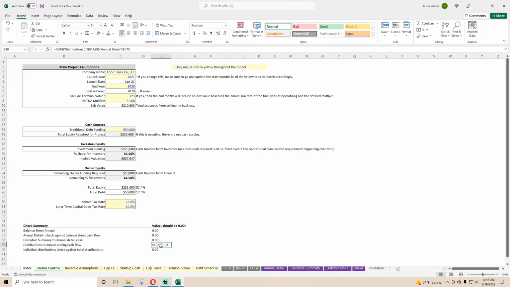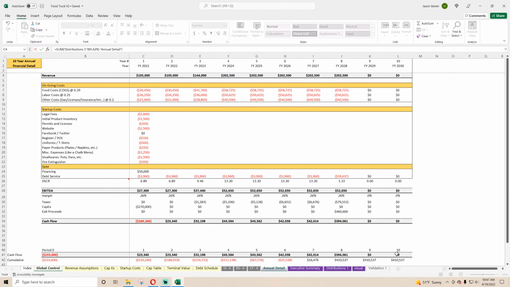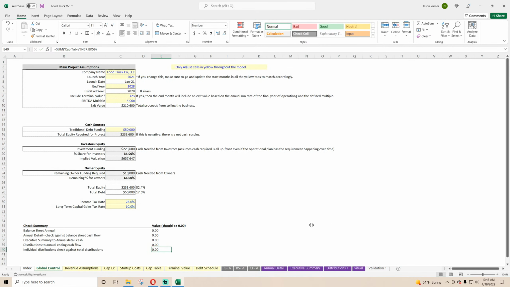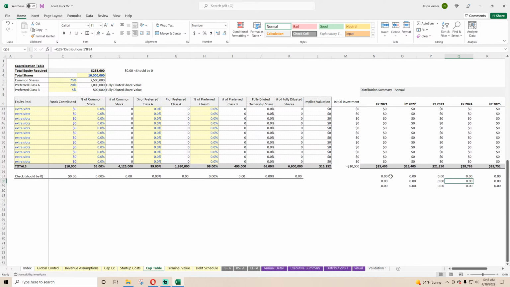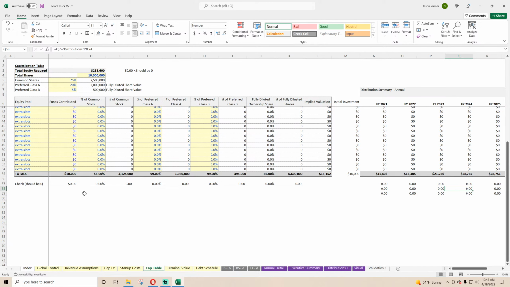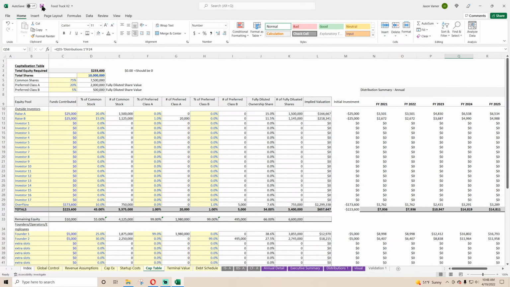Distributions to annual net. Okay, so this one, annual ending cash flow. Perfect. And then individual distributions is just the cap table. We just did that one, and that's good. All right. We are good to go on the food truck model. Fully upgraded.